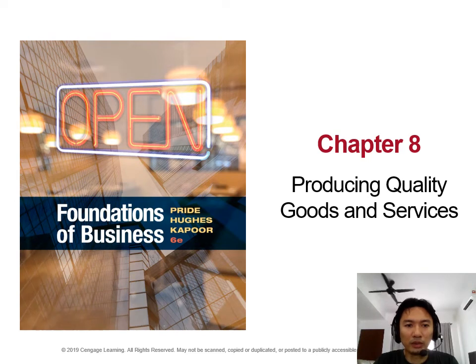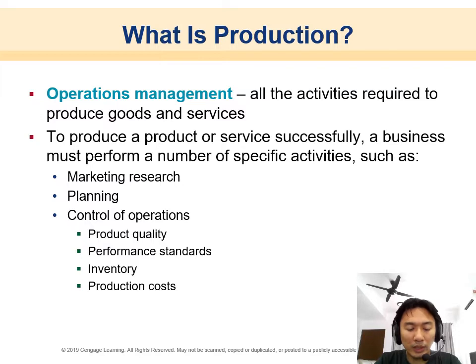Hello, good day everyone. Today we are learning another chapter, which is chapter 8, producing quality goods and services. First of all, we would like to understand what is defined as production. Sometimes we call the term production, or we can also call it operations management. Basically, it means all the activities required to produce goods and services.